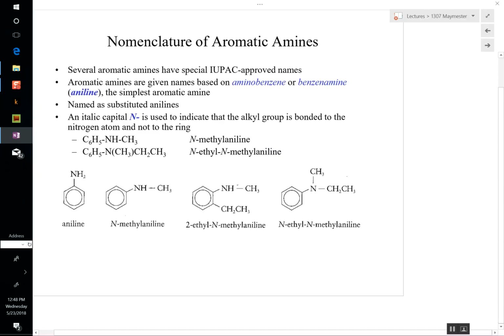Okay, here's aniline. We already introduced aniline. I'd like to use aniline to get into the N's, because then you can see the N-methyl. So here's N-methyl aniline. Here's 2-ethyl N-methyl aniline. Here's N-ethyl N-methyl aniline. So each one of these substituents has a designation to show where it is, whether it's on a carbon on the benzene ring or whether it's on the nitrogen.